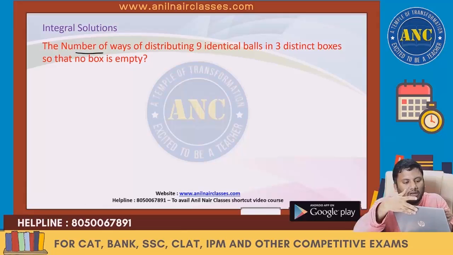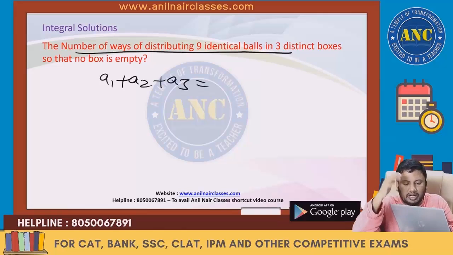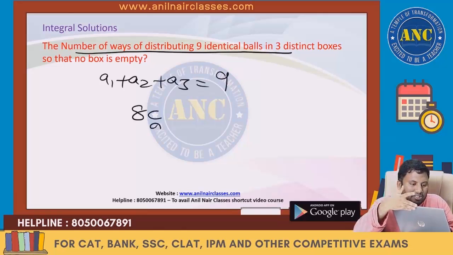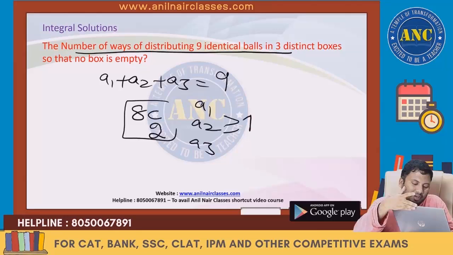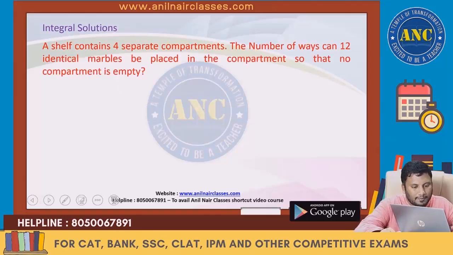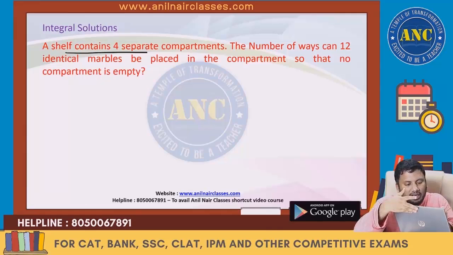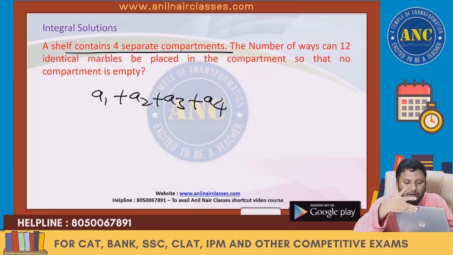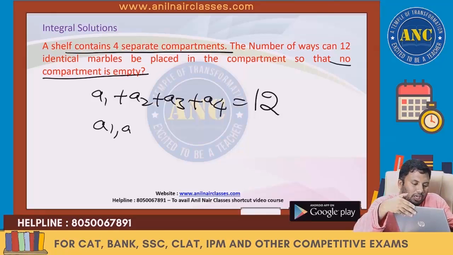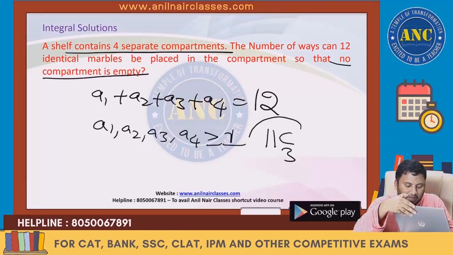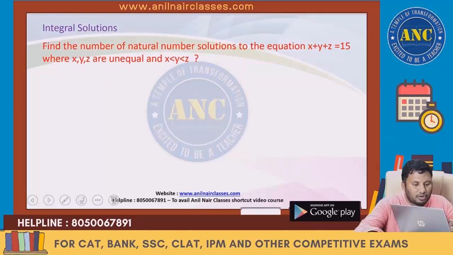In how many ways can I distribute 9 identical boxes in 3 distinct boxes such that no box is empty? That means each and everybody should start from 1. A shelf contains 4 separate compartments, A1, A2, A3 and A4, 12 marbles. No compartment is empty. So A1, A2, A3, A4 greater than or equal to 1. Answer is 11C3. Easy question, sir.